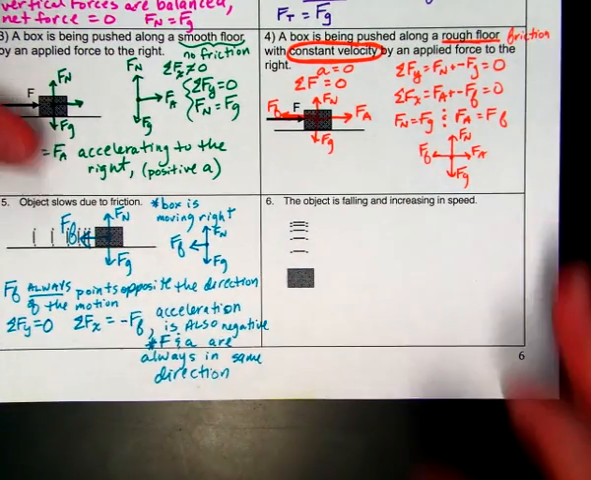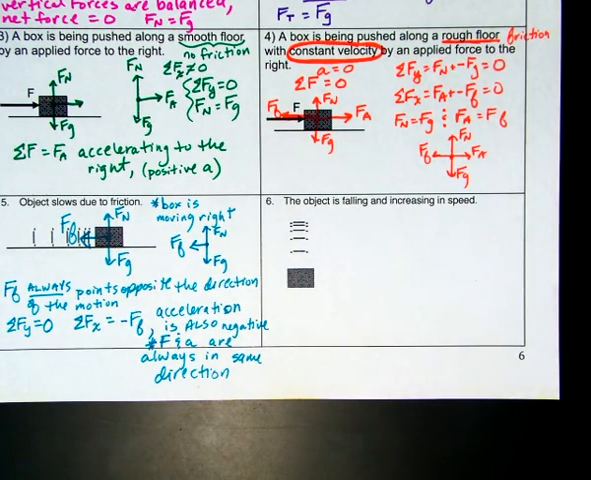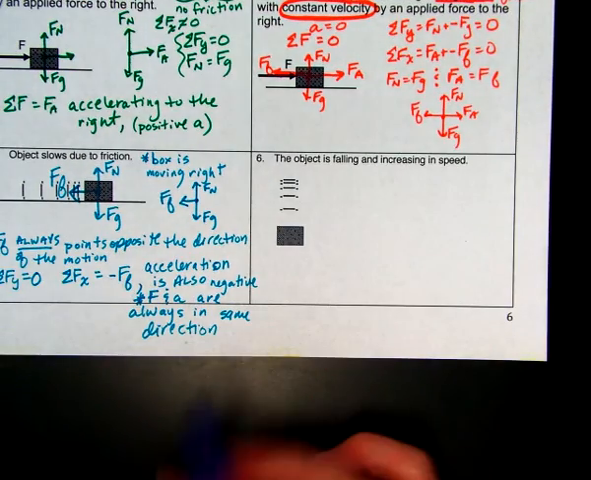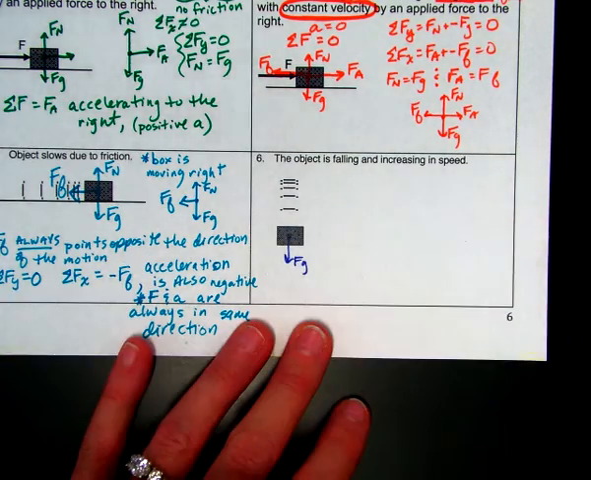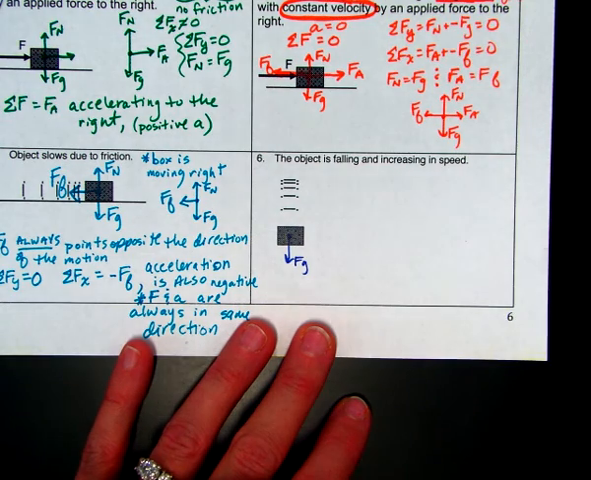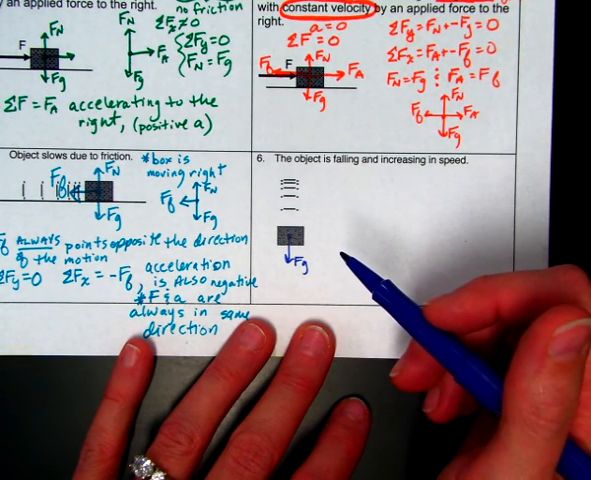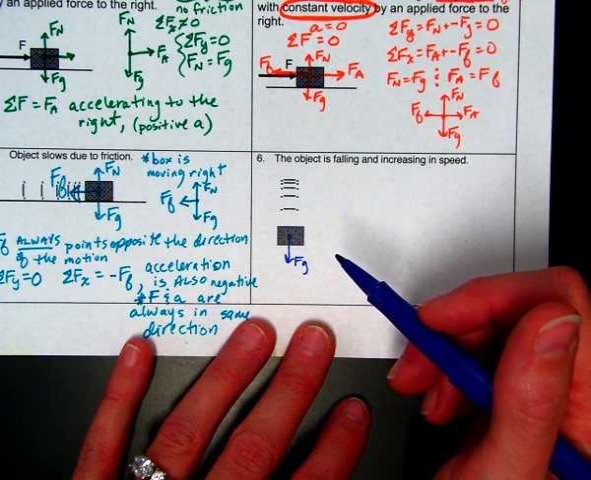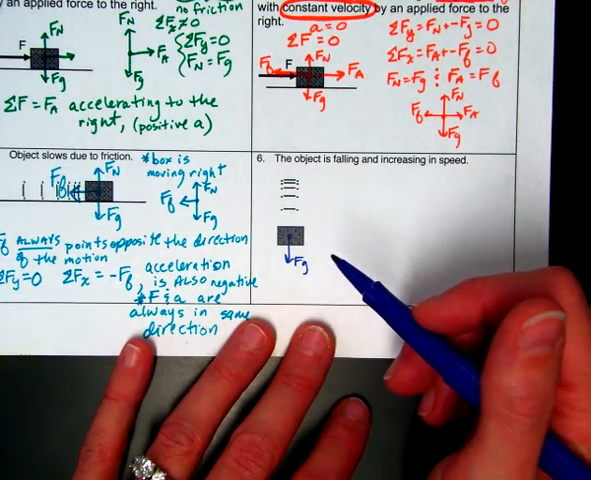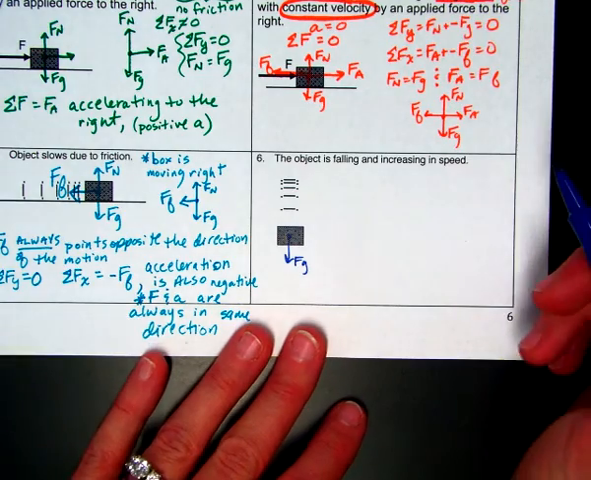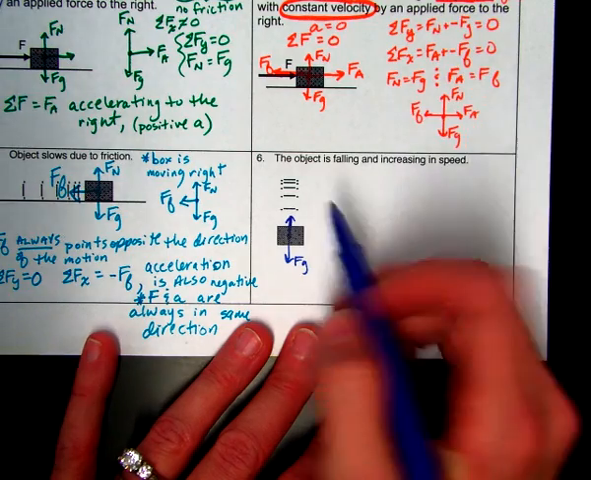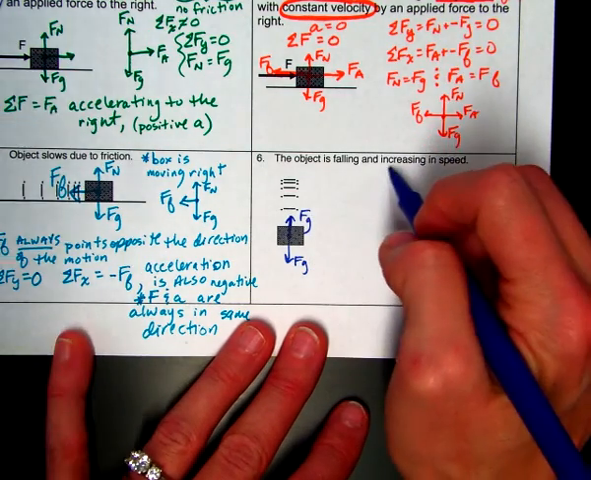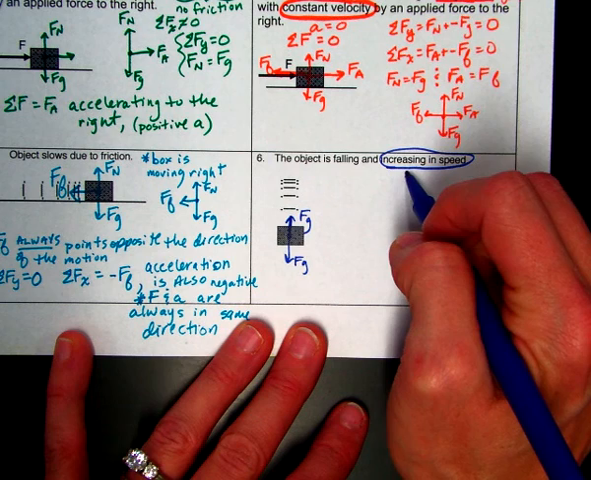And last example, we have an object falling, and it's increasing in speed. So what two forces must we have on here? We have a gravitational force. And because they don't mention it, what must we also have? Think about when you're falling through the air. You're going to have air resistance. Good. And what do we call air resistance? FD. Okay.